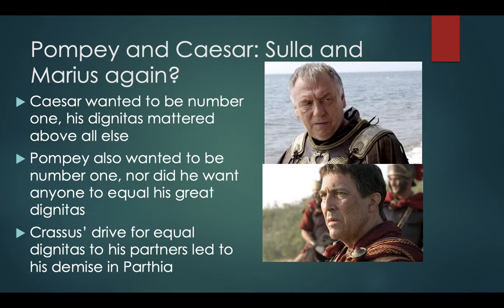Caesar wanted to be number one. His dignitas, his self-worth, mattered above all else. Pompey also wanted to be number one. He kind of already was, and he definitely did not want to give that up or even share it. Crassus also wanted to be number one, to have equal dignitas to Pompey and Caesar, which is why he tried to invade Parthia and died there.